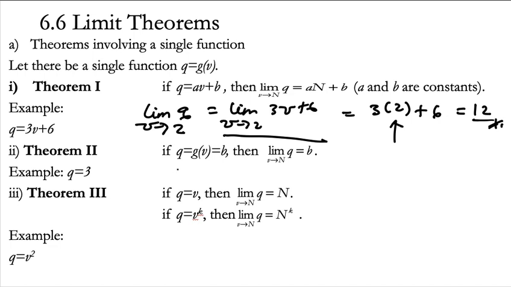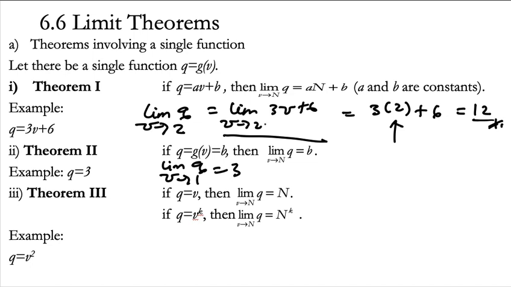So let's say we have theorem number 2. If Q as a function of v equals B, and B is a constant, the limit of Q as v approaches n is B, not n, because it's a constant. So let's say we have an example here, Q equals 3. So the limit of Q as v approaches 1, for instance, is always 3. It's not 1, because you don't find v attached to 3 here.